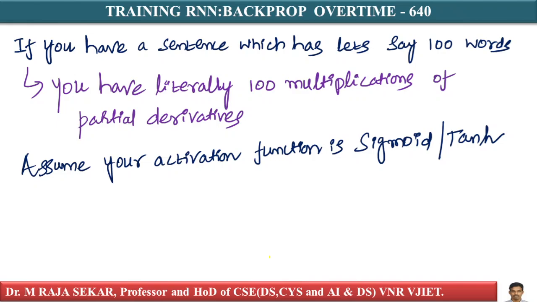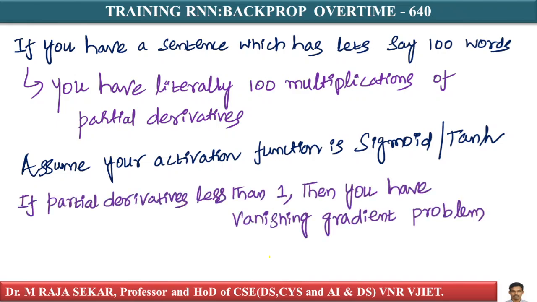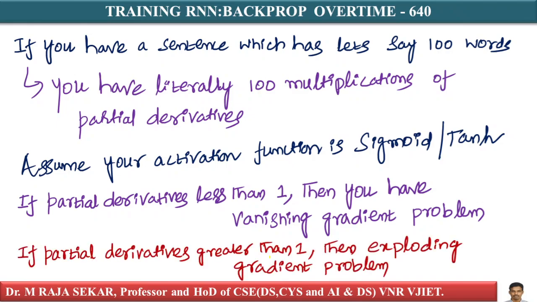If your partial derivatives are less than 1, then you have the vanishing gradient problem. If partial derivatives are greater than 1, you will have the exploding gradient problem, which we discussed in multi-layer perceptron. At the end of the day, you are multiplying lots of partial derivatives. If they are less than 1, you have the vanishing gradient problem. If all or at least some of them are greater than 1, you will run into the exploding gradient problem.